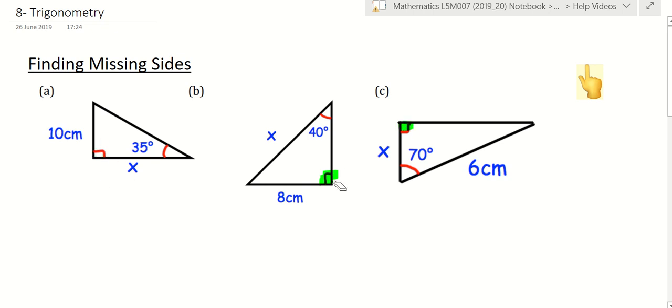Now, how do you know that you need to use trigonometry and not Pythagoras' theorem? You know because in Pythagoras' theorem, you will not have an angle. But in trigonometry, an angle will be given.